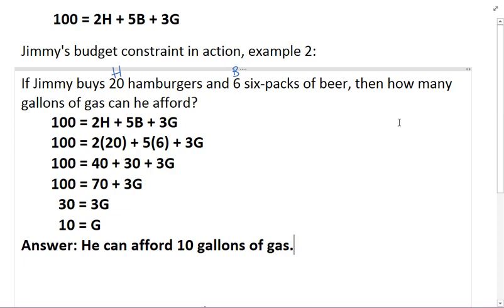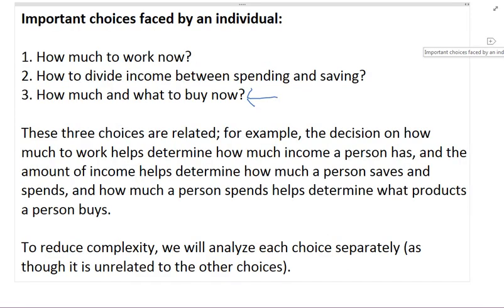So the budget constraint can't tell us what makes Jimmy happy. So it can't tell us exactly what he will end up buying. But it can sort of tell Jimmy the options he has. He could theoretically make a list of the options and pick the one that maximizes his happiness. So that's the end of this video. We just did number 3.